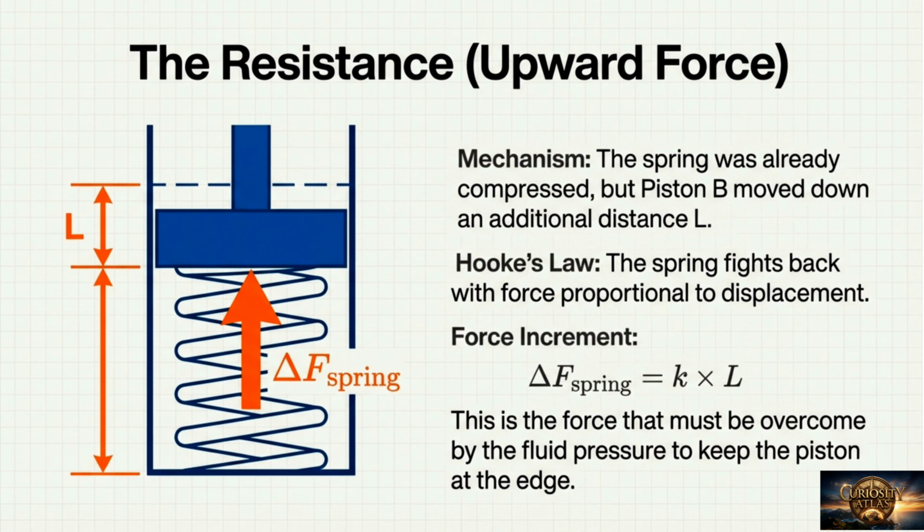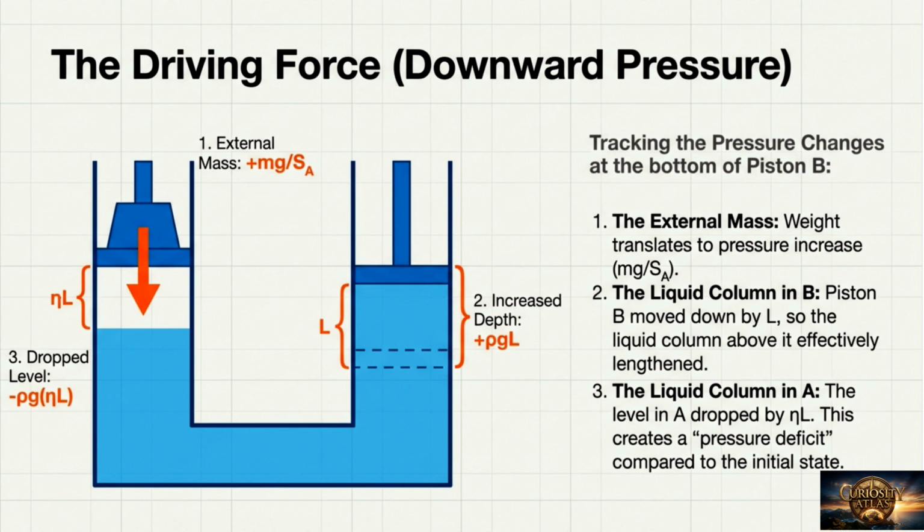The upward resistance comes from the spring. Piston B moves down an additional distance, L. Hooke's law states the force increment is K times L. This force must be overcome by the fluid pressure. The driving force is the downward pressure on piston B.